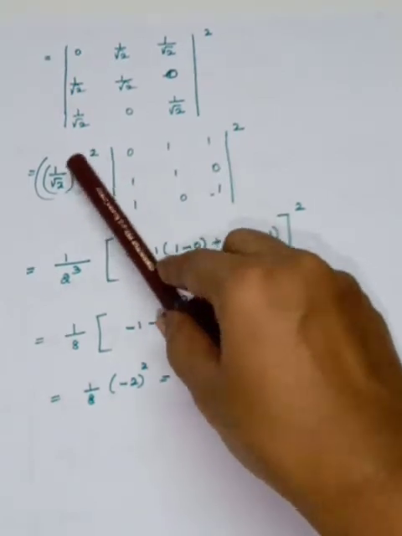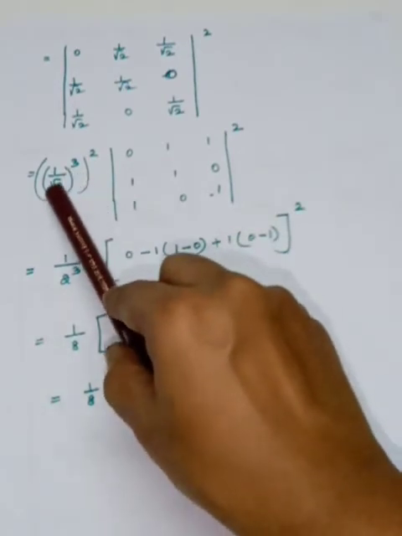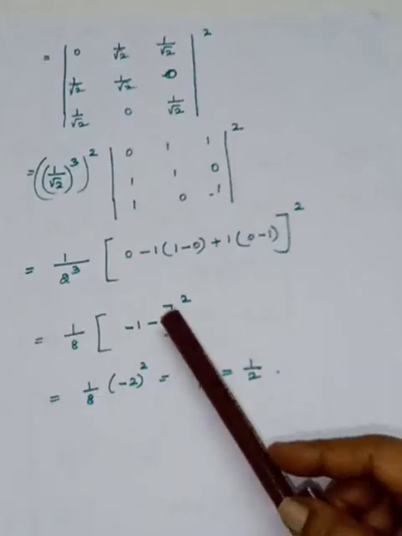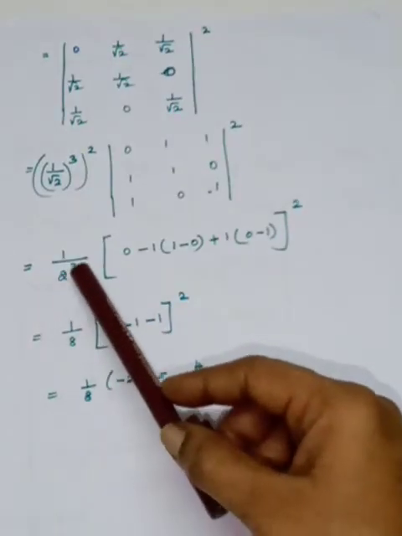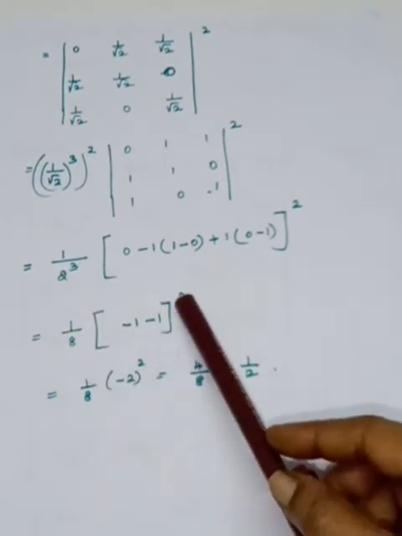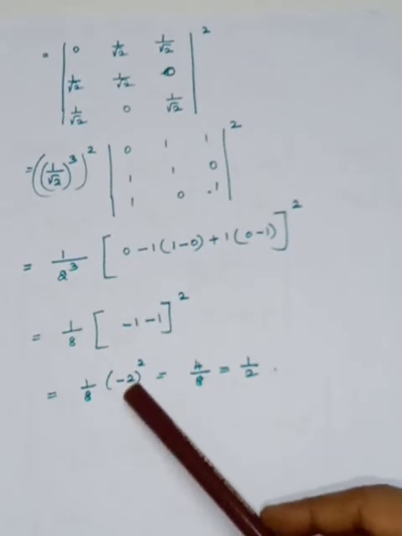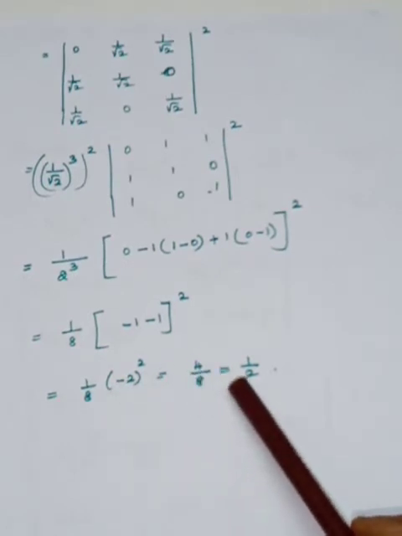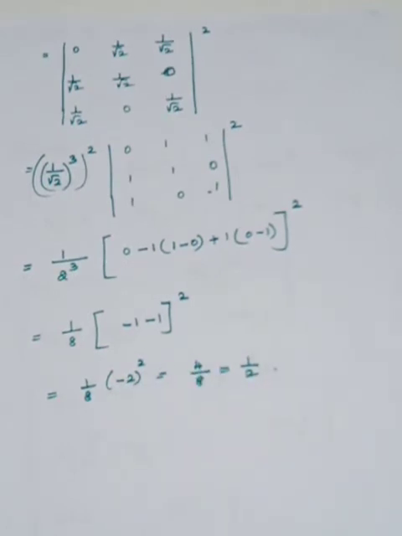So you can interchange this power. So this root 2 and 2 getting cancelled. So you will have 1 by 2 cube. 2 cube is 8. Here you will have minus 2 the whole square. Minus 2 into minus 2 is 4. So 4 by 8, that is equal to 1 by 2.